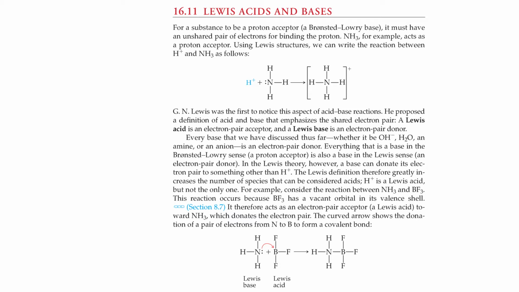In this Lewis theory, however, the base can donate its electron pair to something other than a hydrogen. The Lewis definition therefore greatly increases the number of species that can be considered acids. A proton is a Lewis acid, but it's not the only one. For example, consider the reaction between ammonia and boron trifluoride. This reaction occurs because boron trifluoride has a vacant orbital in its valence shell. It therefore acts as an electron pair acceptor, a Lewis acid, towards ammonia, which donates the electron pair. The curved arrow shows the donation of a pair of electrons from nitrogen to boron to form a covalent bond.